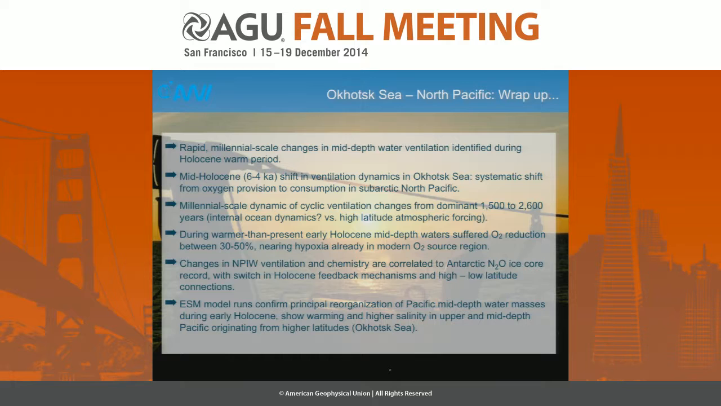So basically what we also see, I didn't show you the delta 18O values, but what you see is lower salinity water masses. So basically the indication is that you have low salinities and high oxygen concentrations in the source region.